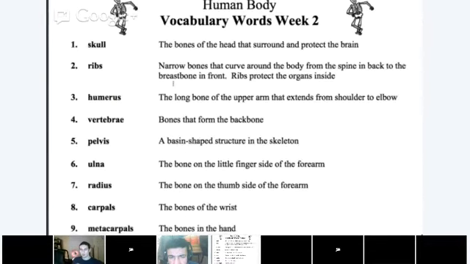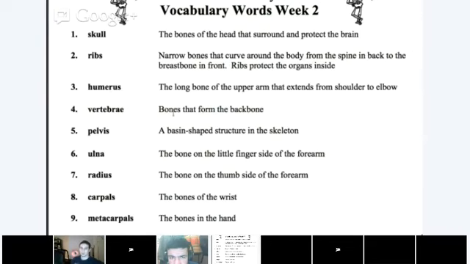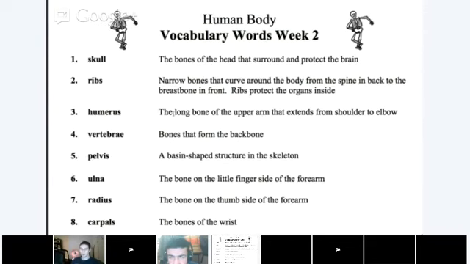Okay. So that bone is called the humerus, and then you have vertebrae, the bones that form the backbone. Everybody knows what the backbone is, right? Like the spine that forms our back is called the backbone. And the vertebrae, if you can see this little skeleton here, this single piece is called a vertebra.